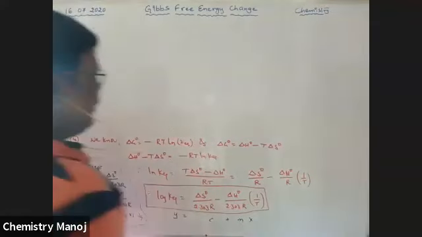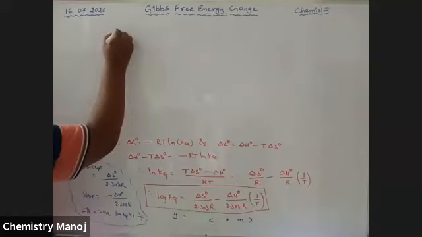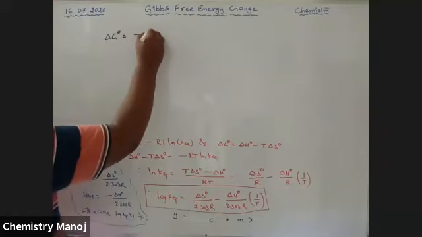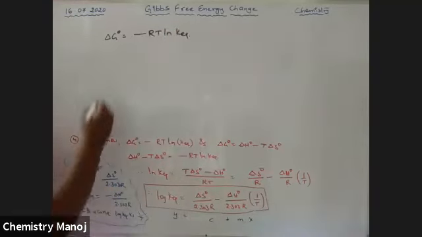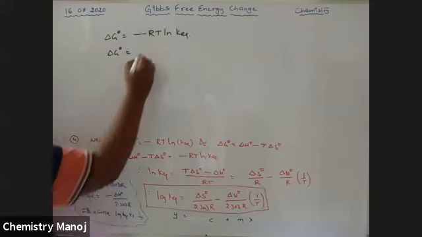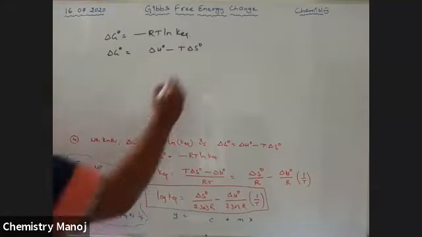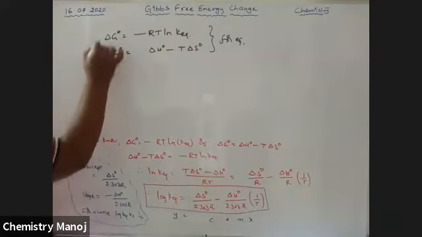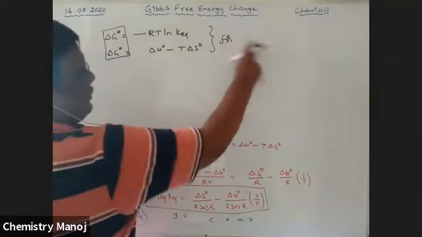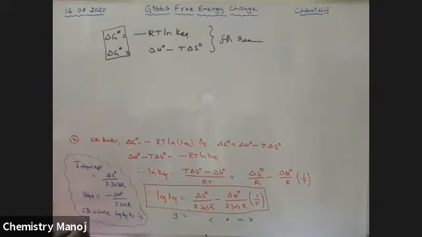Next and most important. See here. We know, I am deriving once again, delta G naught is equal to minus RT ln K equilibrium. Already just now I completed. And also delta G naught is equal to delta H naught minus T delta S naught. So these two are for equilibrium cases. So LHS are equal for a reaction, so automatically I am equalizing the RHS.